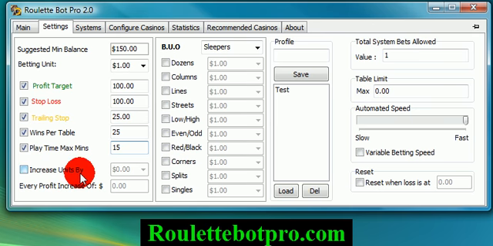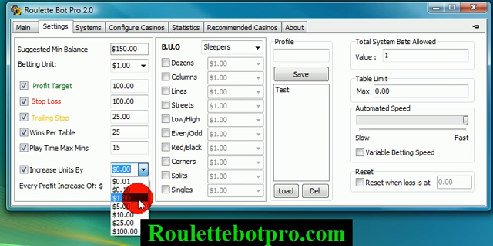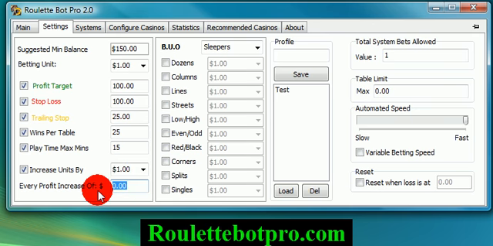Increase units by. This is a very powerful feature, so use it with caution. If you have it checked off, the first box is the amount of chip value you want to increase your bets by. The second box is when the increased betting will occur. For example, if you put $1 in the first box and $25 in the second box, every time you make another $25 in profit, your betting unit will increase by $1.